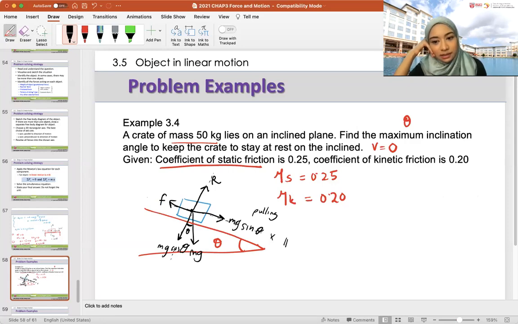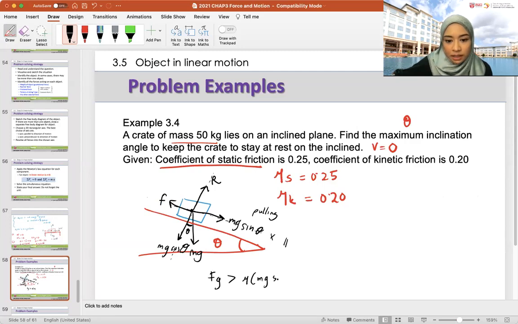Okay, so Molly is asking, Fg needs to be greater than mu mg sine theta ka. Just kidding, ka tu tak ada dalam equation. So Fg greater than mu mg sine theta, right? Okay, so let's look at this. Fg is going down. Why does it need to be greater than mu mg sine theta? Mg sine theta is in the x.